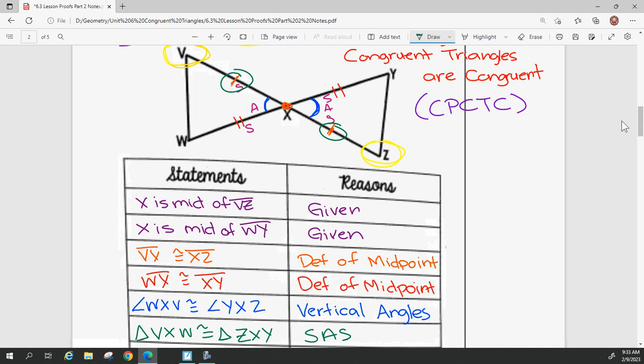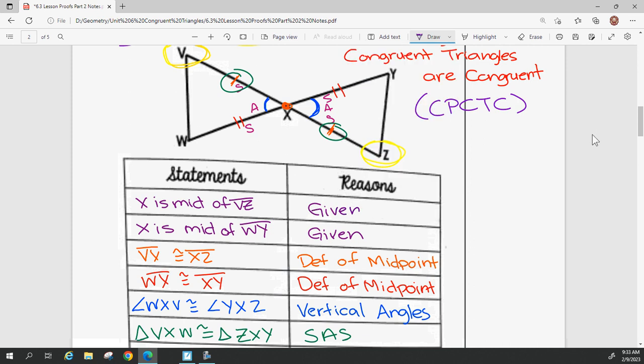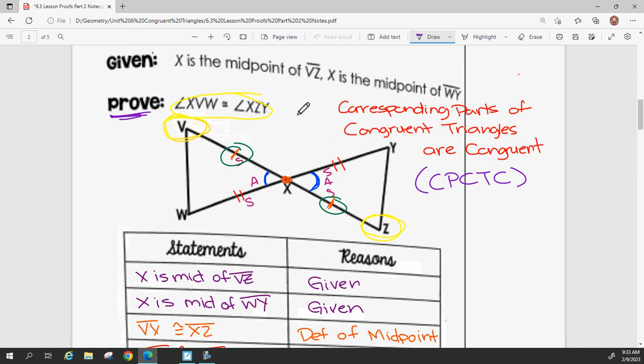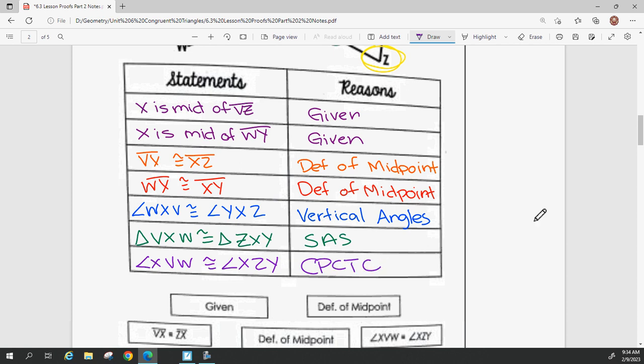Now we have shown that the two triangles are congruent. So we are allowed to say that any pair of corresponding parts that aren't already marked up are congruent to each other, because corresponding parts in congruent triangles are congruent. So I'm now allowed to say that XVW is congruent to XZW. Or I'm sorry, XZY. And we can just say CPCTC.